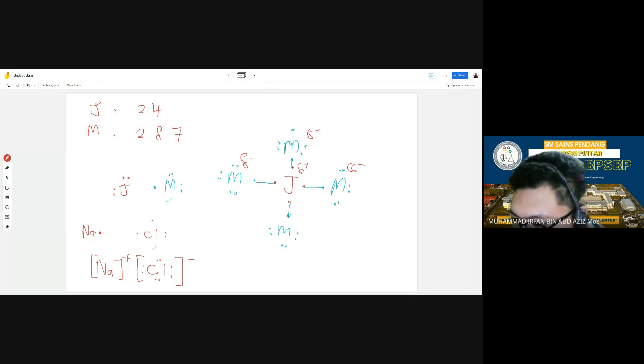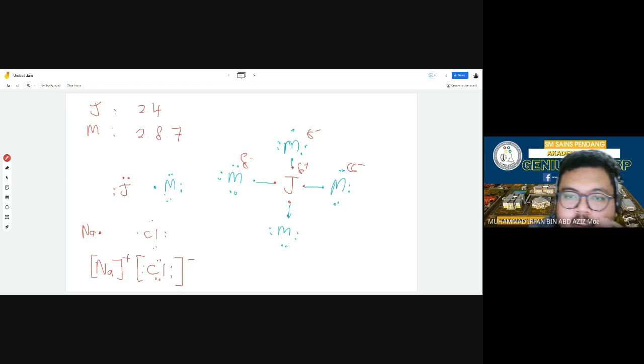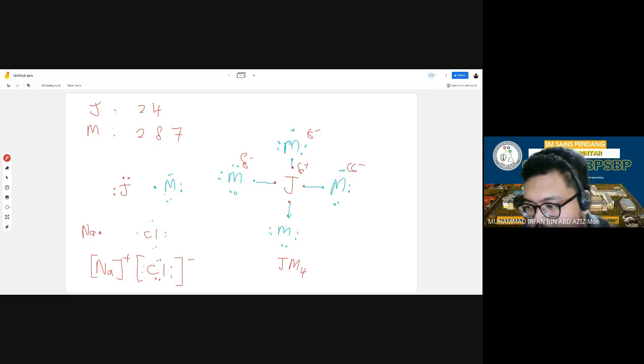Polarity tu lagi. 4M atoms share with 1J atom. Yes. 4M atoms will share with 1J atom. So the formula will be, kita tulis dulu yang the most electropositive. Okay, so akan jadi JM4. This is dia punya formula. Okay, boleh tak faham? Ke you need more explanation? Why it becomes like that?